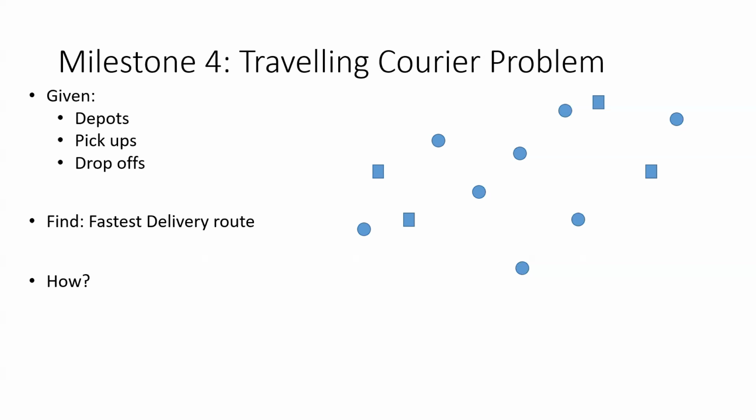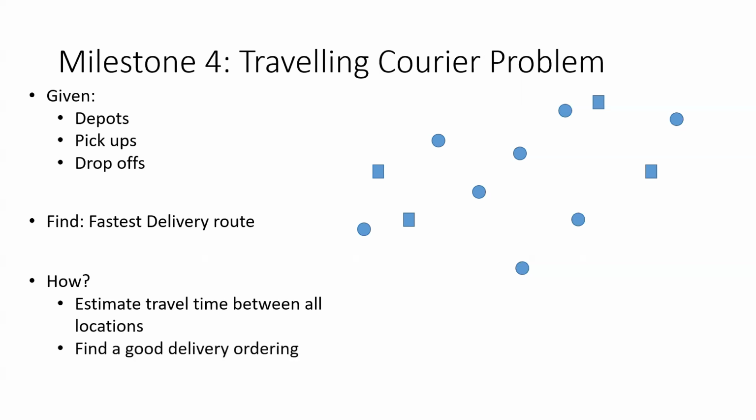How should you do it? We can divide this problem into parts. First, we need to estimate the travel time between all of the locations. The best way is to pre-compute this and store it. Then we can use whichever data structure you're storing that in to find a good delivery ordering using some algorithms that are covered in lecture, or you can find them using some research techniques. And then return the final tour. So you have the constraint of less than 50 seconds.